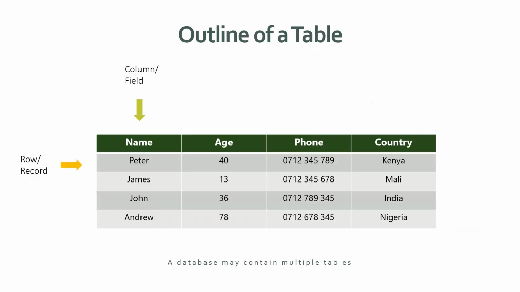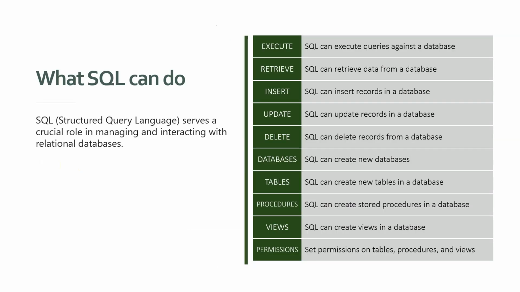This is an outline of a table that is contained within a relational database management system. The name, the age, the phone, and the country are fields or columns. Then we have Peter, James, John, and Andrew alongside other values. These are known as rows or records. When working with SQL, you'll be able to manipulate the fields or the columns depending on whatever you want to achieve. A database may contain one or more tables. We'll learn more about SQL tables in our practical sessions.